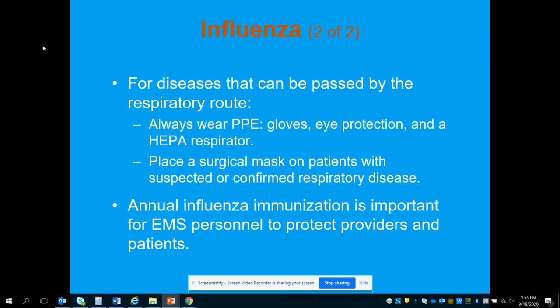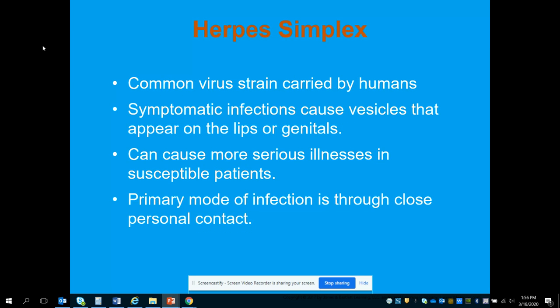Also, annual influenza immunization is important for EMS personnel. And so for those of you who will be going into the clinical phase, and we anticipated that would be around this time, unfortunately, we've been set back from that. But the original hope for going into clinicals during flu season was that everyone needed to have gotten that flu vaccine, to protect yourself. And that's the case for all EMS and healthcare workers moving forward.